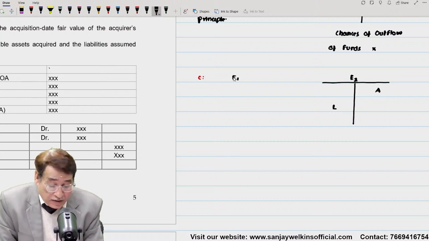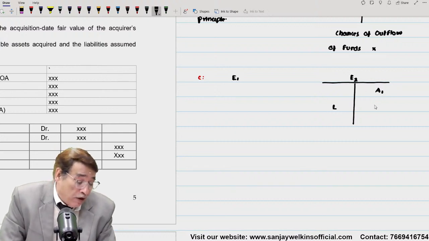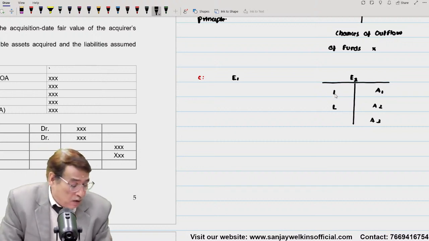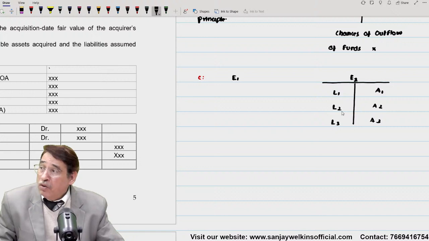Let us say there are some items in the books of E2, like A1, A2, A3. Similarly, there are some liabilities L1, L2, L3 in the books of the acquiring company. Is it clear to you or not?